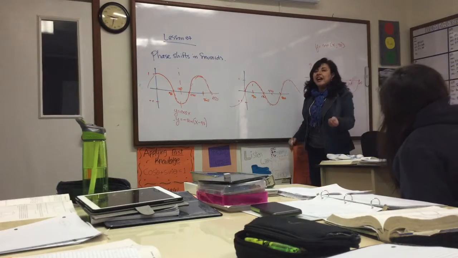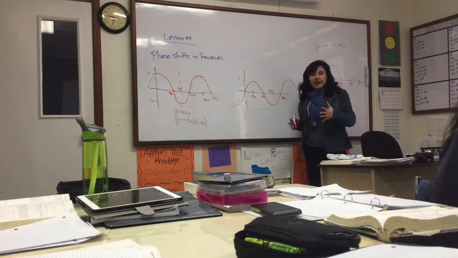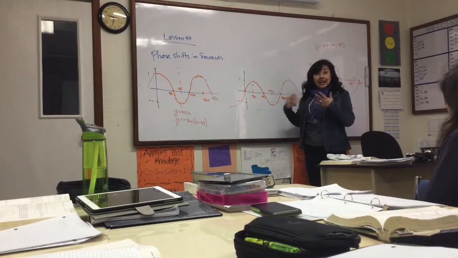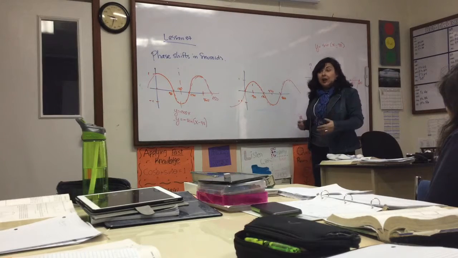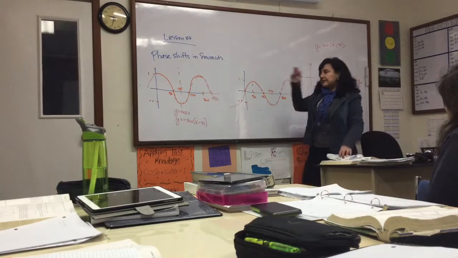So now you understand why cosine is a sinusoid. It's got the word sine in it, but it's a co, and the co is telling you that it's shifted. How much? 90 degrees. Now what happens, that's in general.